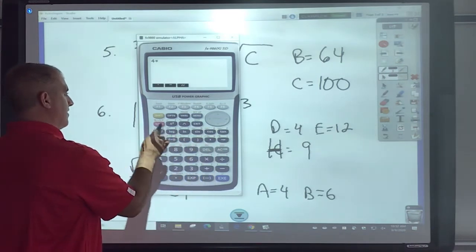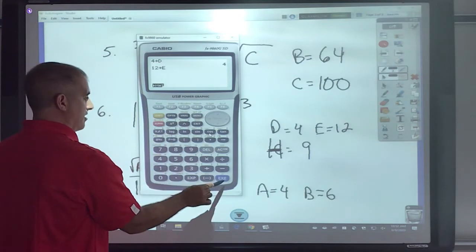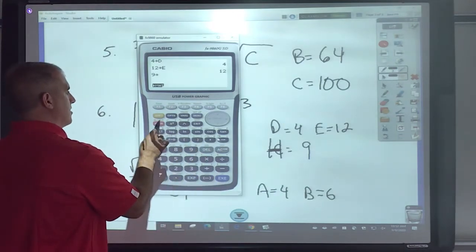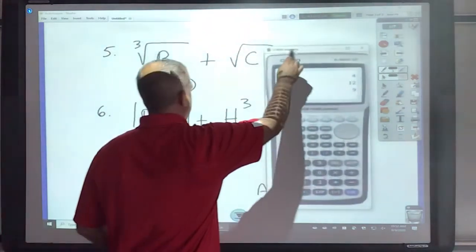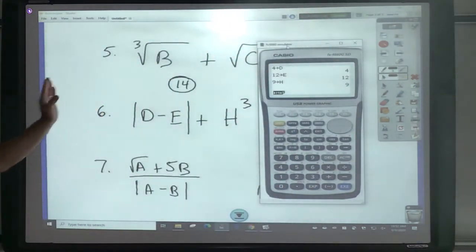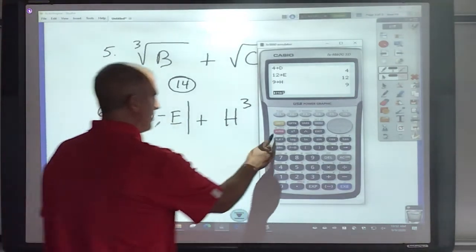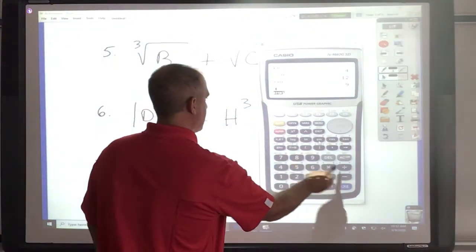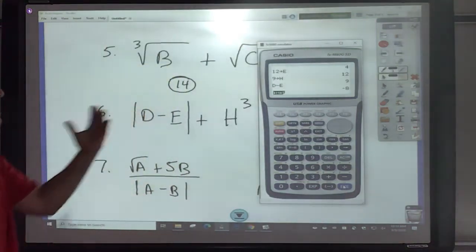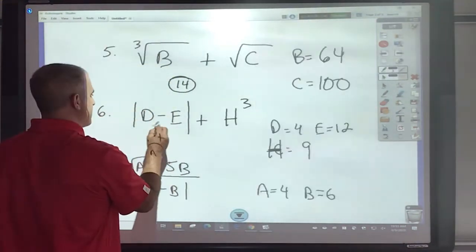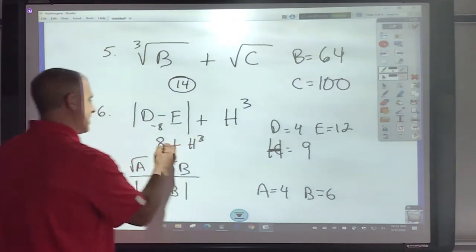4 arrow alpha D, 12 arrow alpha E, 9 arrow alpha H. Okay, now for absolute value, to make this easy, we're going to calculate the absolute value first. Whatever's inside, I would do alpha D minus alpha E. So I'm going to handle this inside part. I know that is -8, but we learned that the absolute value makes stuff positive. So I'm going to make that a +8.